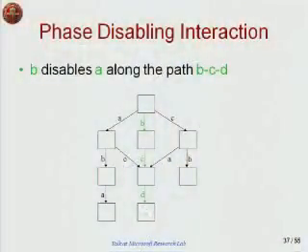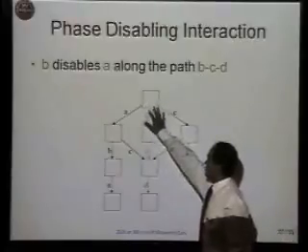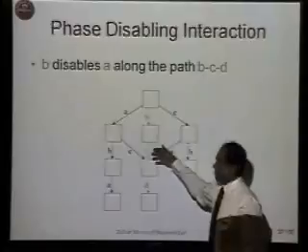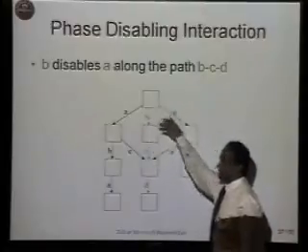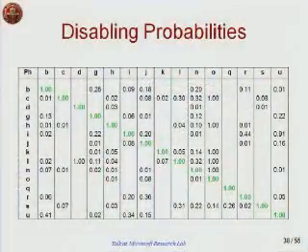So the second complementary interaction is the phase disabling interaction, where some phase disables some other phase which was active previously. This can be seen here. At the root node, optimization phase A is active, but after applying B, A is no longer active. So along this path, B has actually disabled A. Again, the disabling probability is the probability of some phase disabling some other phase along some of the paths, but not along all the paths. And so we can come up with a similar disabling probability table.